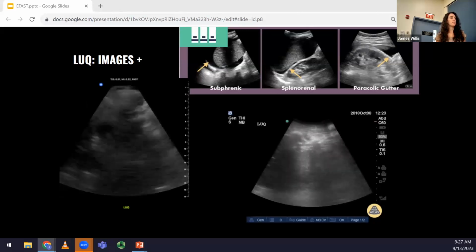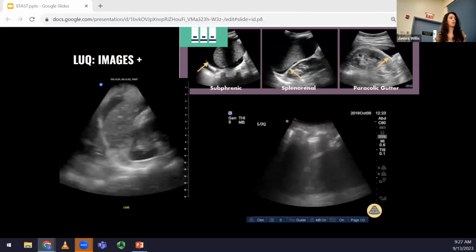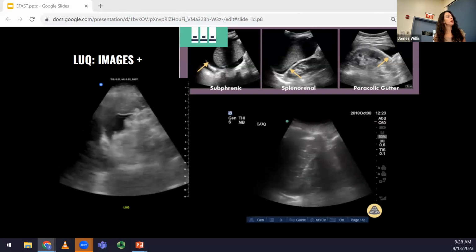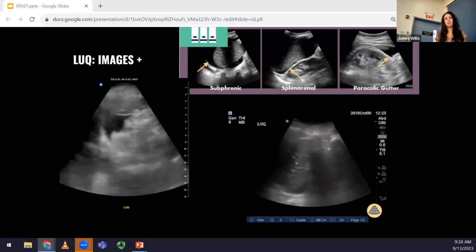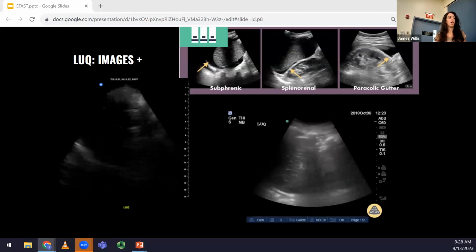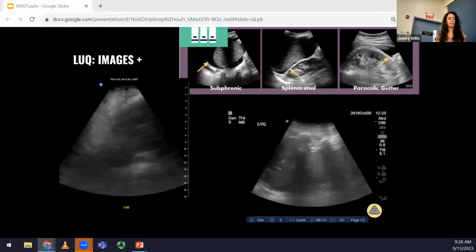And then at the top are just some still images of some potential places you can see fluid. So you see some subphrenic free fluid in that typical splenorenal space, but then also the paracolic gutter, which is basically the inferior edge of the spleen, is another place where you can see isolated free fluid.